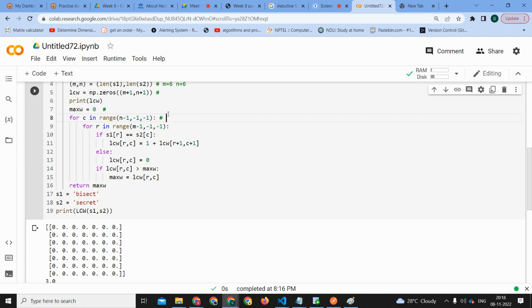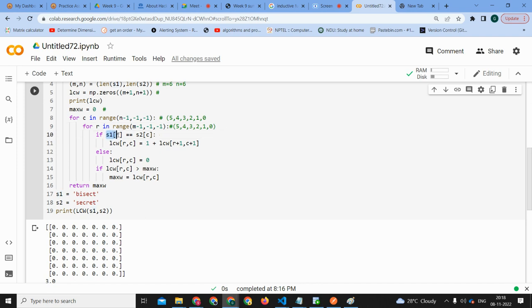Yeah. So max is 0. That we have initialized. Fine. So we go in the range of columns, right? For C in range, we are going from bottom to top. That's why n minus 1, not top. So from 5 we'll go till 0. The reverse order we are going: 5, 4, 3, 2, 1. Same with the row also. For R in range, we are going the reverse way. Again m, and the same thing. Okay. So these many iterations will go.